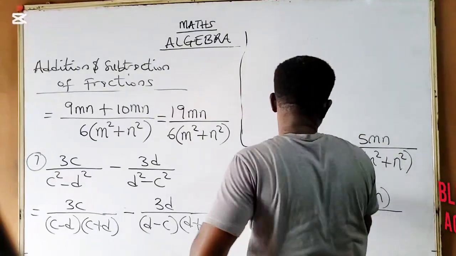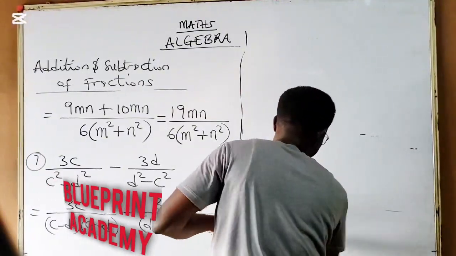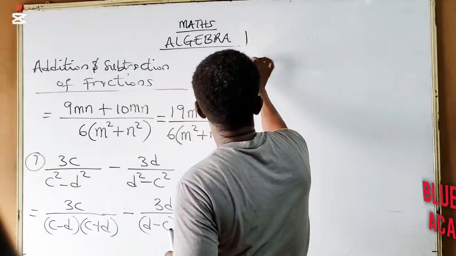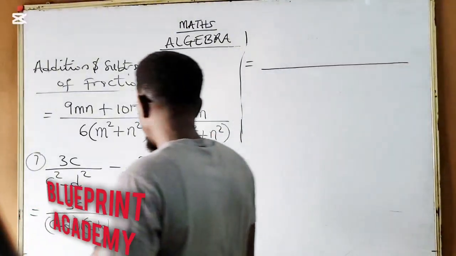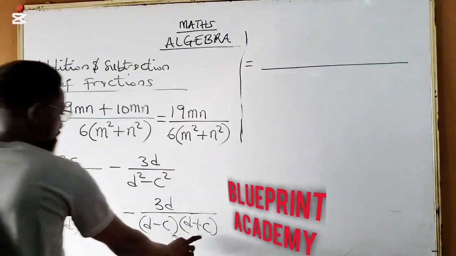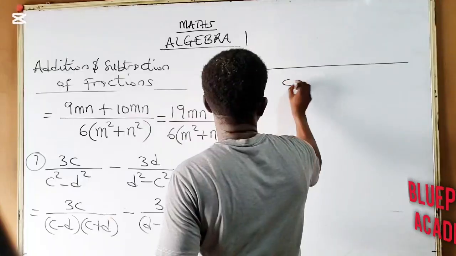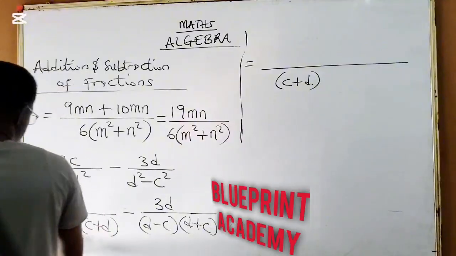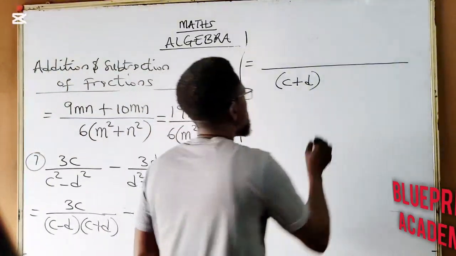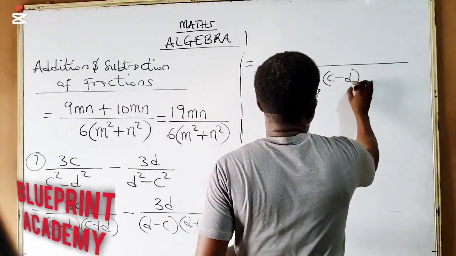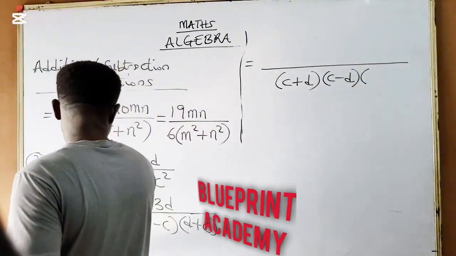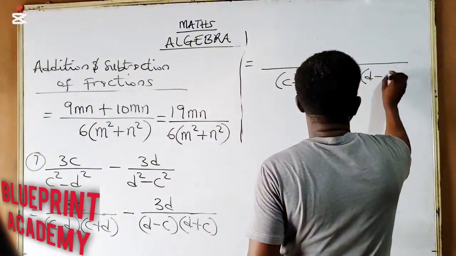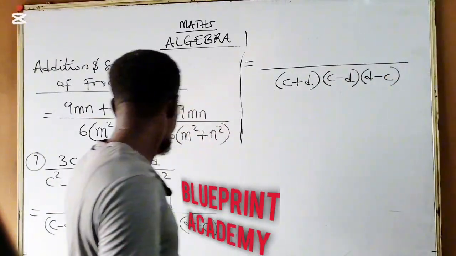What is common? The lowest common multiple. So now the LCM, we look for what is common to both of them. Here is c plus d, and here is c plus d. You can bring out c plus d first. We have c plus d. And here, we have c minus d, then d minus c.